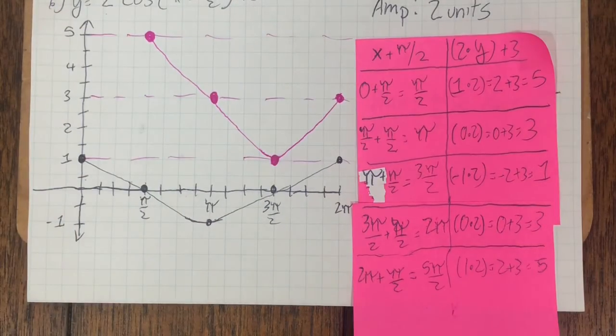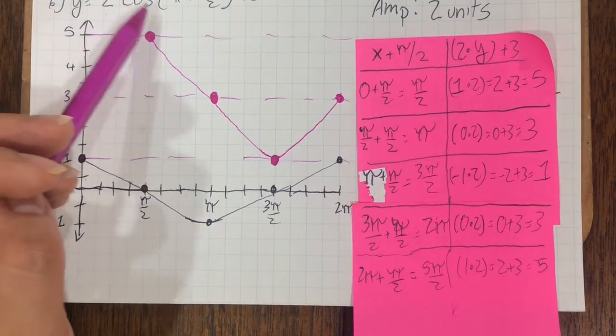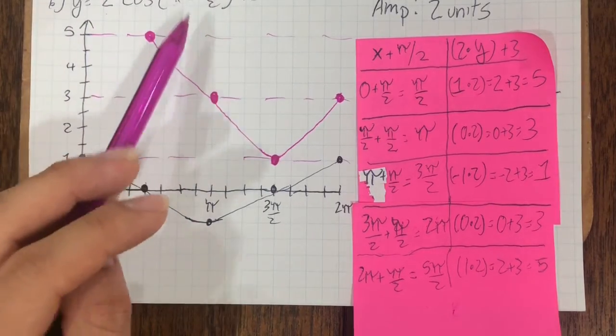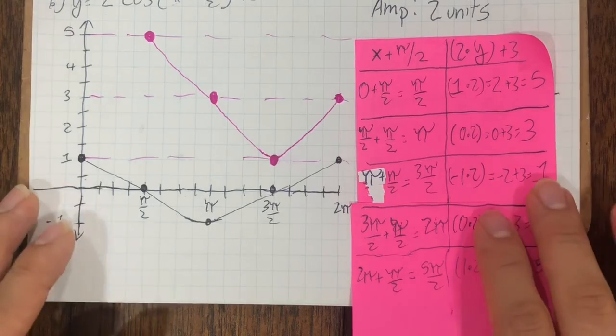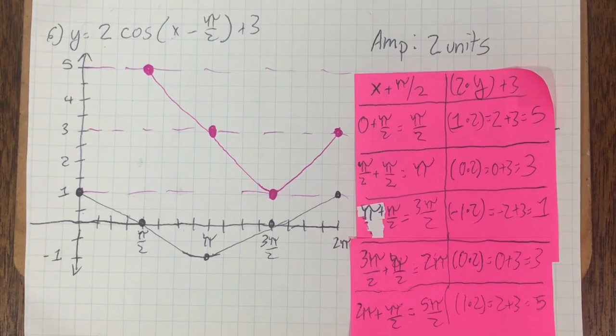All right, so we have my graph for 2 times cosine of x minus pi over 2, plus 3. Okay, now we have it: 2 times cosine of x minus pi over 2, plus 3.